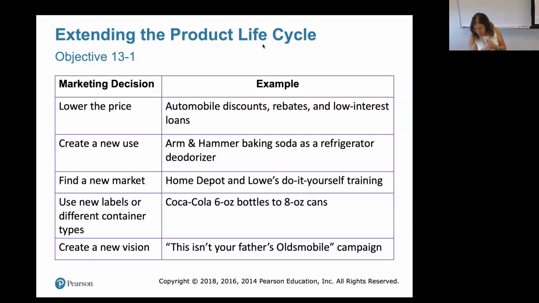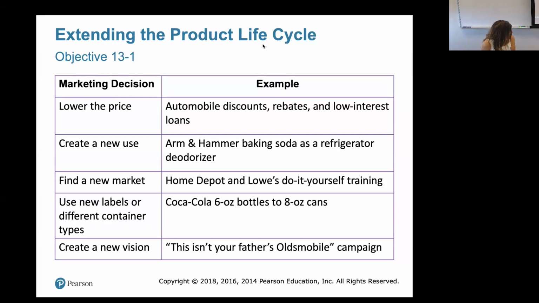Find new markets. Home Depot and Lowe's tapped into the do-it-yourself market. Maybe in the old days, the way Home Depot was, contractors and builders bought there. And then they decided, we can extend our product life cycle or our sales. We can increase our sales really by tapping into the do-it-yourself market. And they can offer workshops and things like that, right?